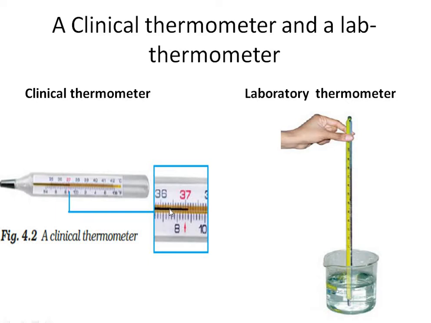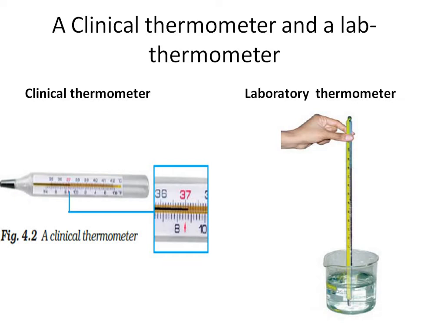Temperature can be measured in two ways or two units. There are two units for temperature: degree Fahrenheit and degree Celsius. There is the Kelvin scale also, but commonly used units are degree Fahrenheit and degree Celsius. So in degree Celsius, the human body temperature is 37 degrees Celsius.